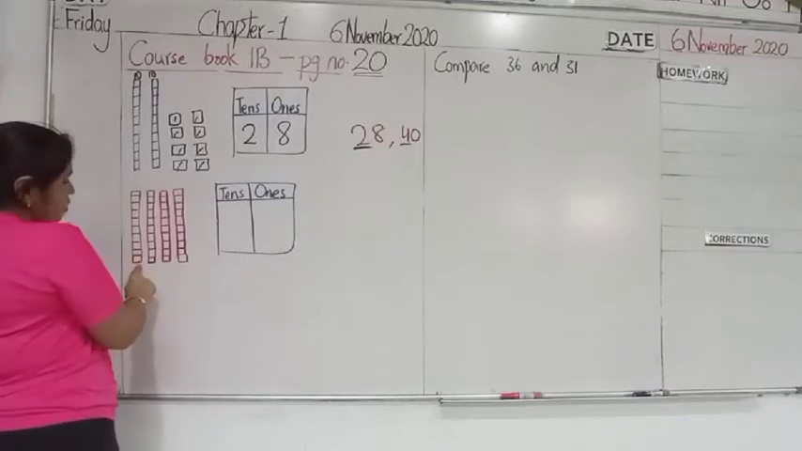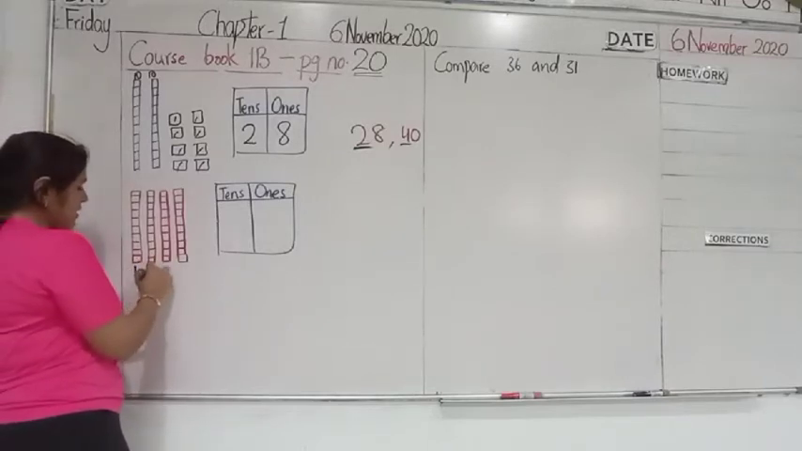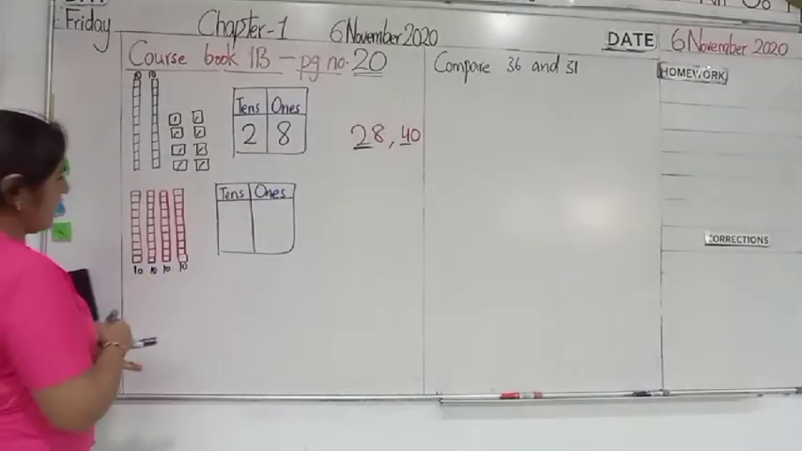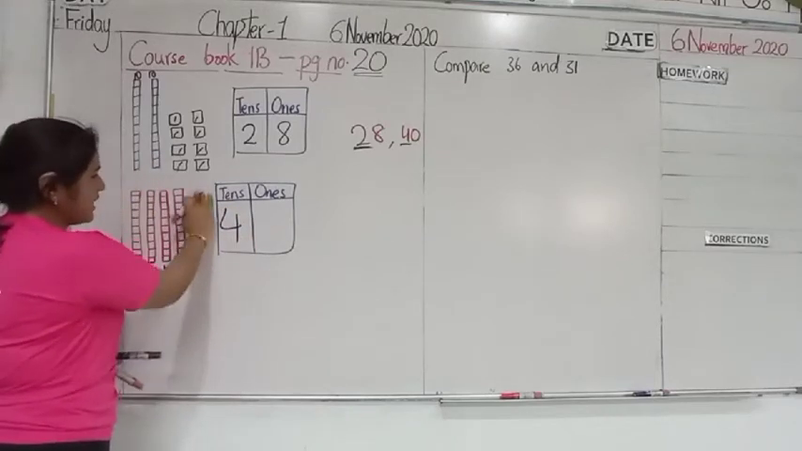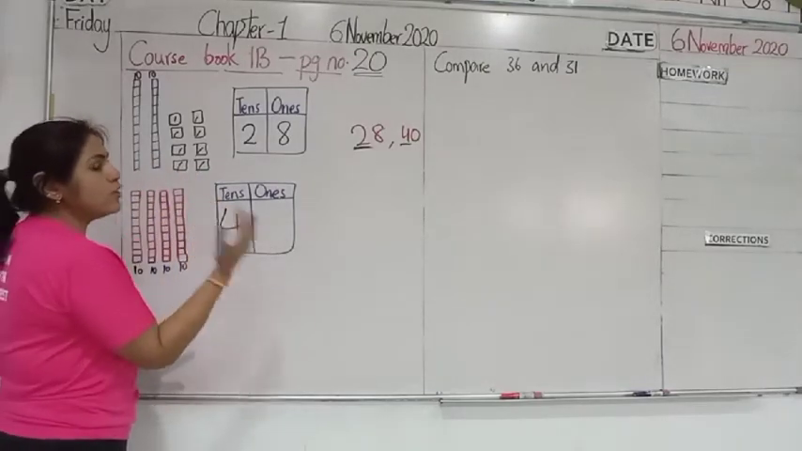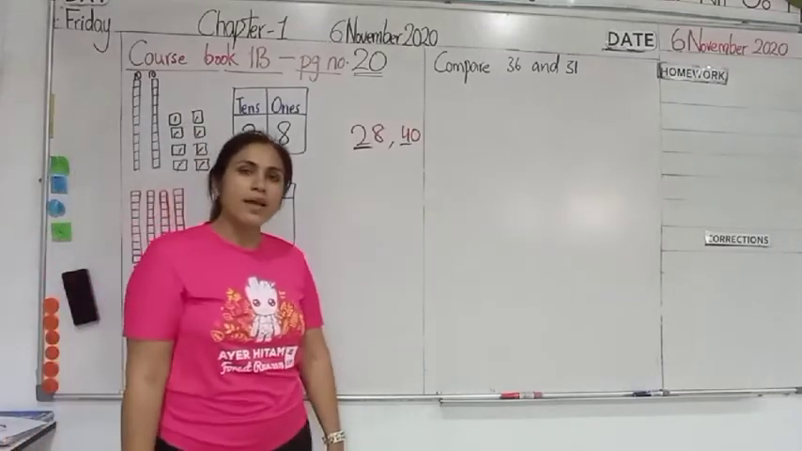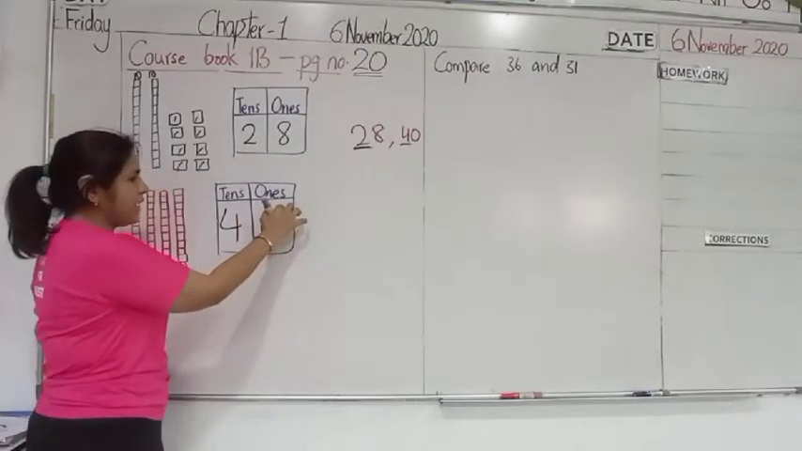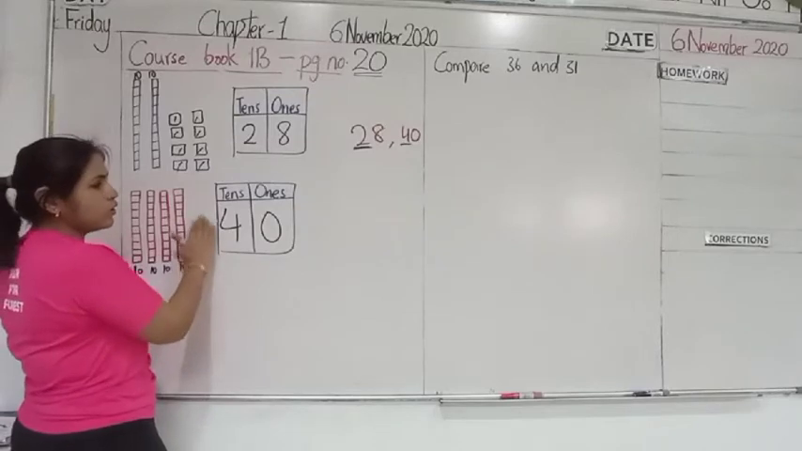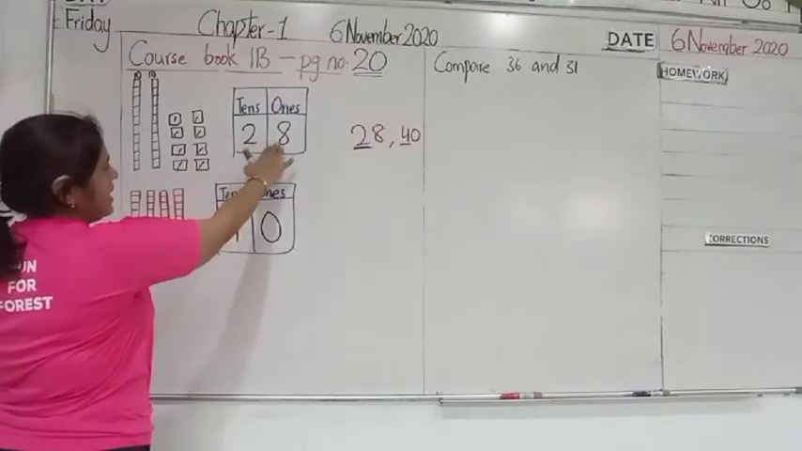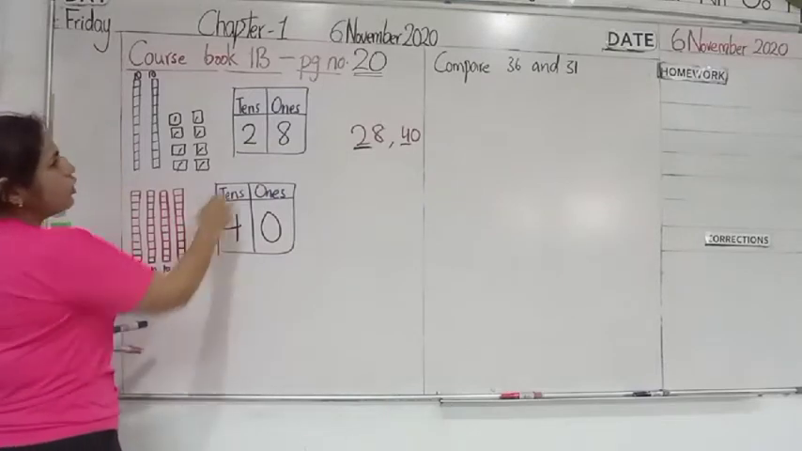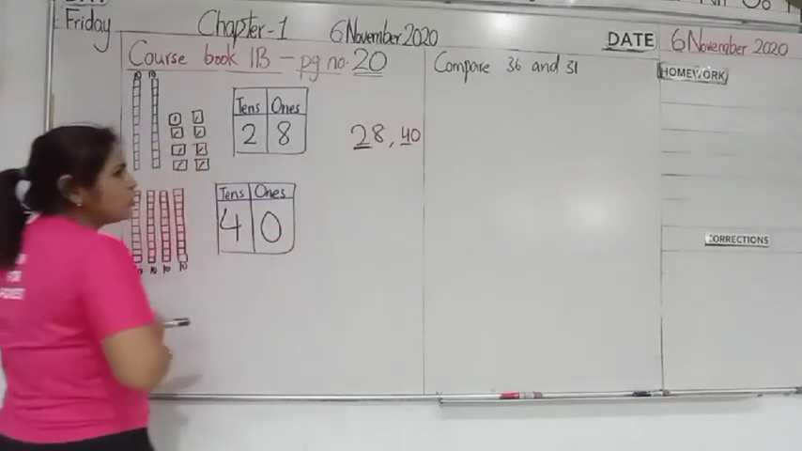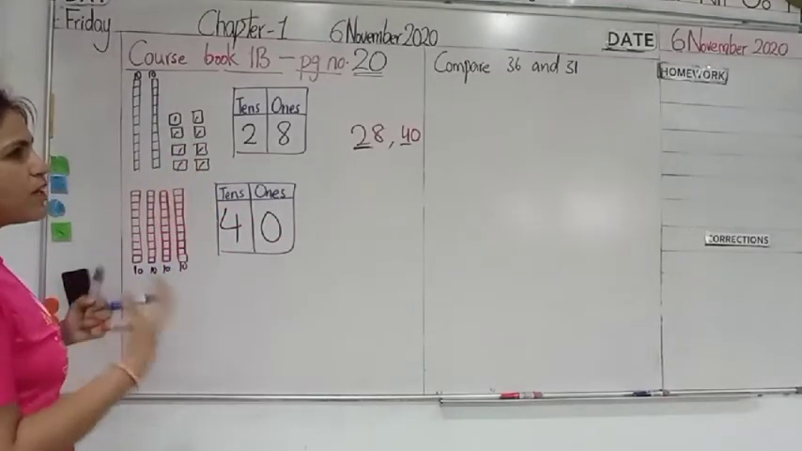For example, you can see here 4 sticks. Each stick is a stick of tens. So how many tens are there? 4 tens. Do you have any ones, any units like this? No. So when you do not have the unit, what do you write? You write 0. 0 means nothing. So in ones place, you need to write 0 because there are no ones. But here, you had 8 ones. So now, when you look at two numbers, 28 and 40, how do you find out which is big or small?